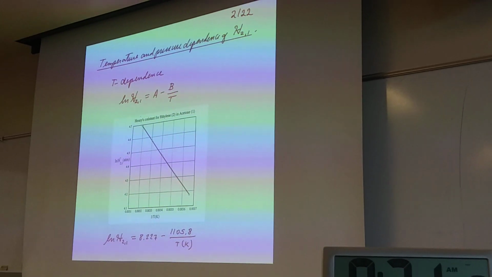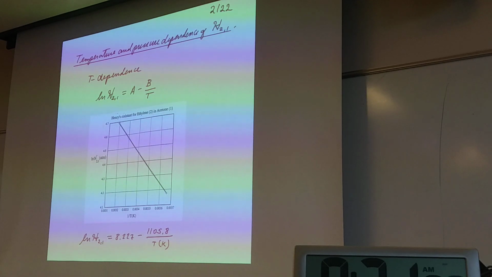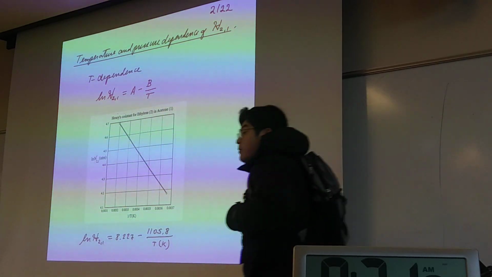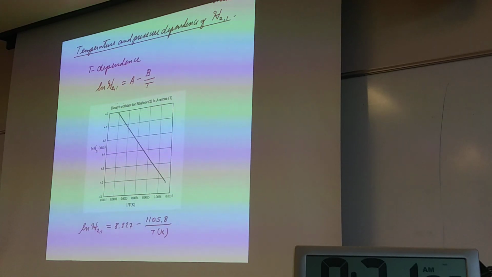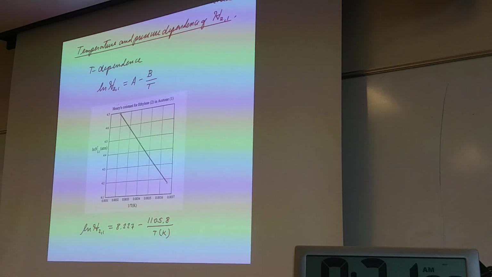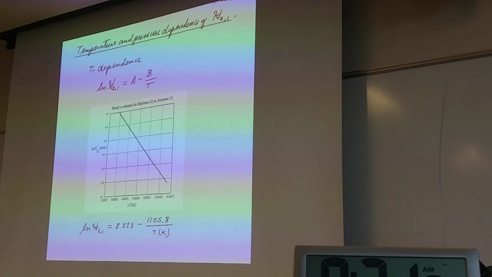Temperature and pressure dependence on Henry's constant. We got started with that yesterday, looking at the temperature dependence. And what we were able to show was that it has a functional form where the logarithm can be expressed as a constant minus another constant over the absolute temperature.